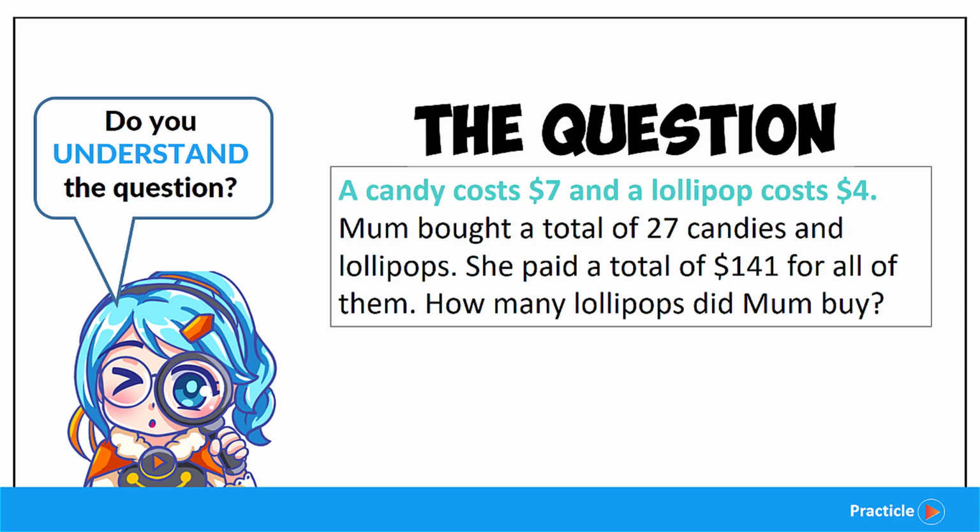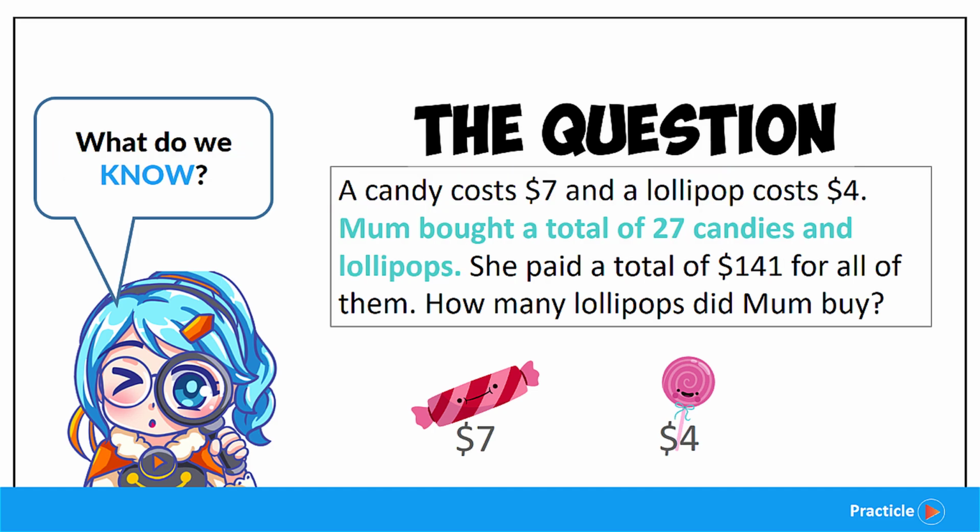A candy costs $7 and a lollipop costs $4. This sentence is simple, correct? We know that there are two types of objects, candy and lollipops, and each of them has a different price. You need to pay $7 for candy, and how much do you need to pay for a lollipop? $4. Next, we know that mom bought a total of 27 candies and lollipops.